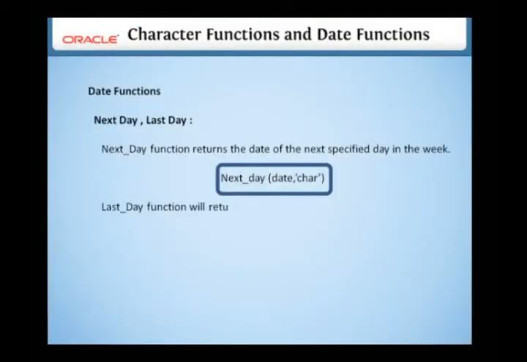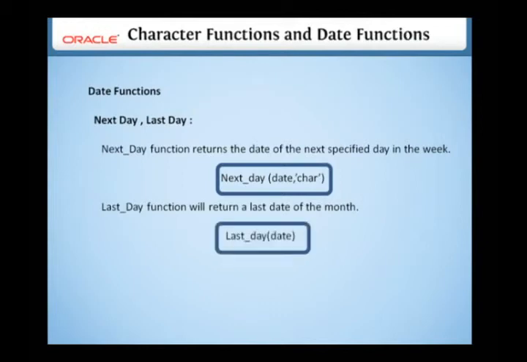The LAST_DAY function will return the last date of the month. See this syntax. LAST_DAY(date). In this syntax, we can give any date. It returns the last day of the month specified in the date. Type the statement as select LAST_DAY('01-Jan-2000') from dual and press Enter. This statement returns the last day of the month specified in the date.